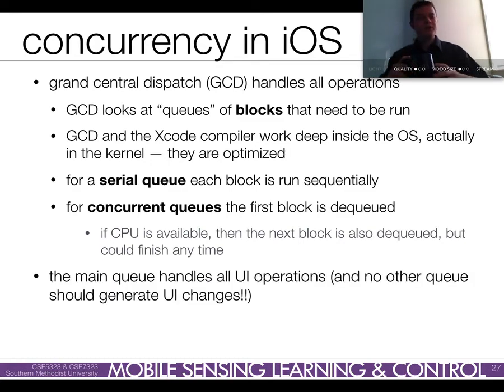So the one thing that you have to realize, and I haven't really talked about this, is that the main queue handles all user interface operations, okay? And it has its own dedicated thread that it is doing them on, okay? No other queue should generate UI changes. That's not to say that you can't update the UI from different queues and different threads. You can, but you shouldn't.